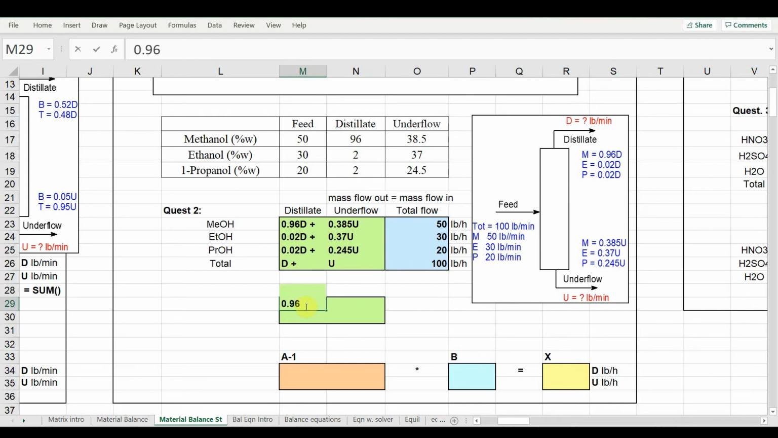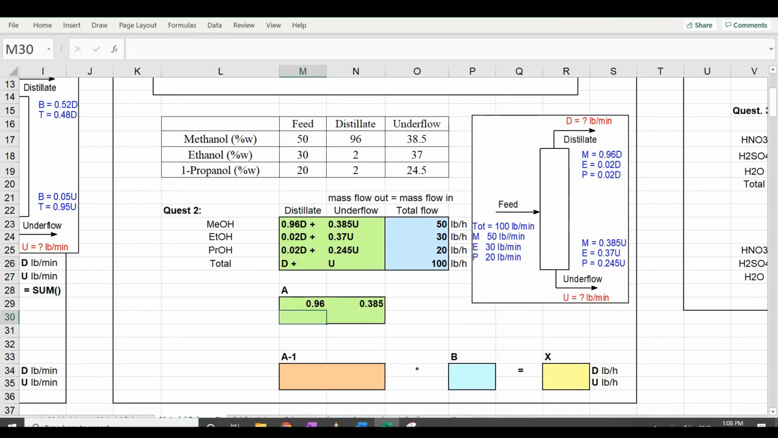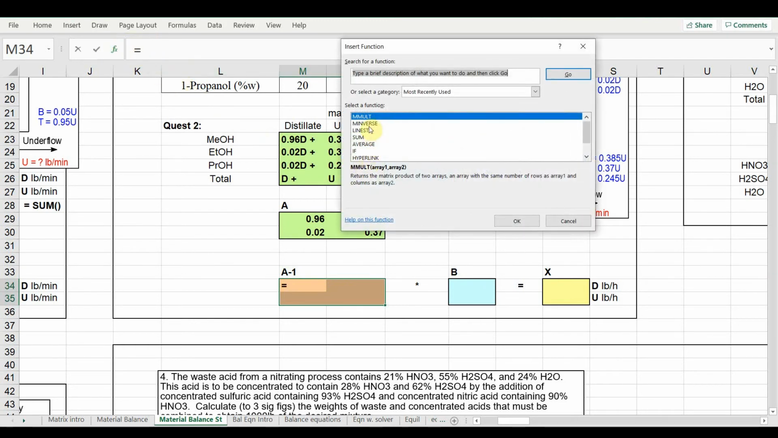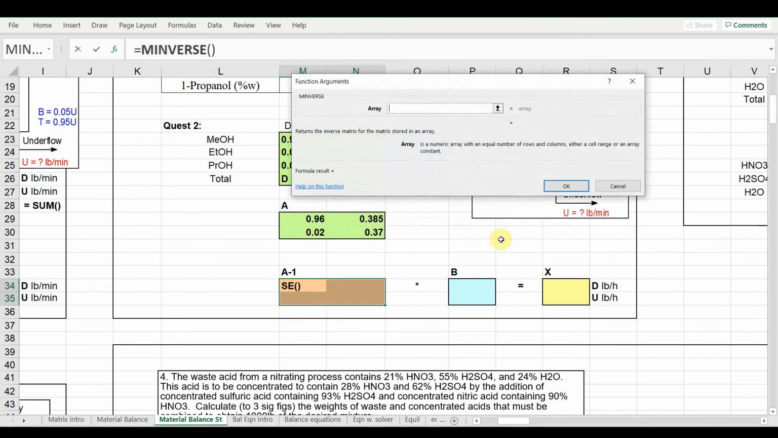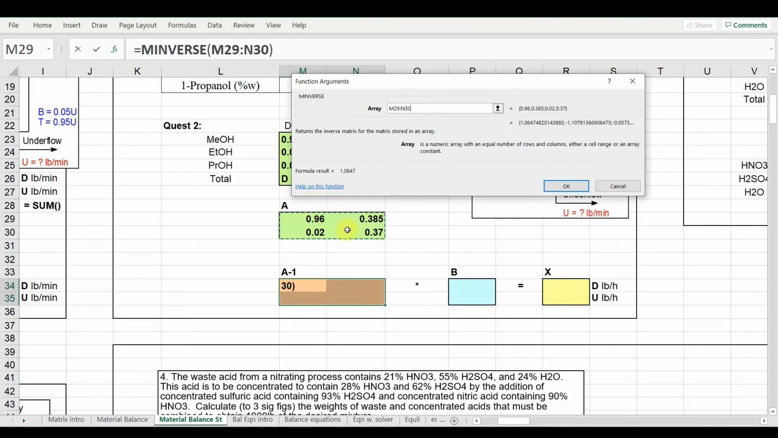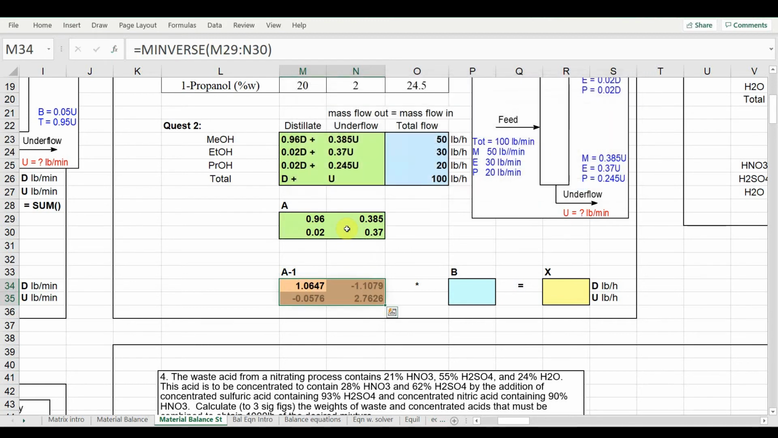0.96, 0.385, 0.02, 0.37. This is the matrix of the coefficients of the variables. We want the inverse of that matrix. I'll select the cells where the matrix will be displayed. Insert a function, MINVERSE, OK. Here's the address of the array that needs to be inverted, and OK.